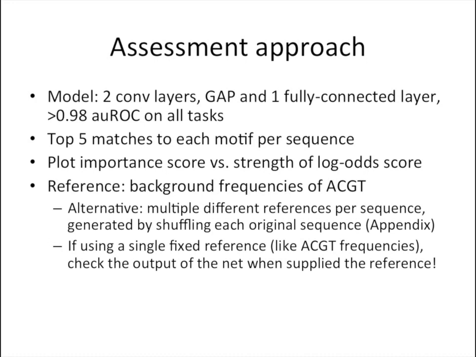Well, one danger of using an artificial reference, such as the frequencies of ACGT, is that the net never sees such an input during training and can sometimes give very unexpected predictions on it. In practice, if you want to use a fixed reference like the ACGT frequencies, you should double-check the kinds of outputs that the net gives when supplied this reference input. For example, if the net very confidently predicts that the background frequencies of ACGT is a member of a certain class, then unless you're okay with that class being your reference output, you may want to opt for a different way of picking the references.